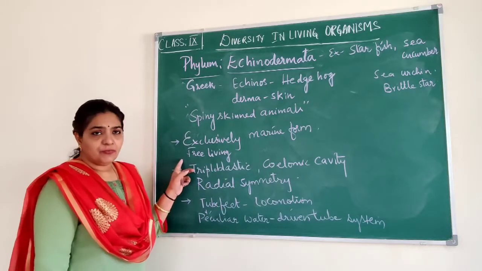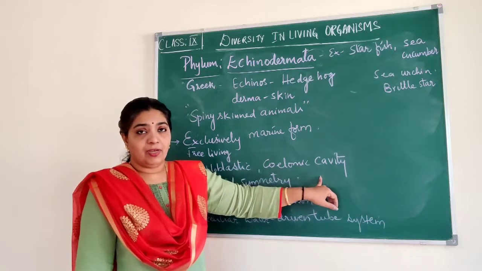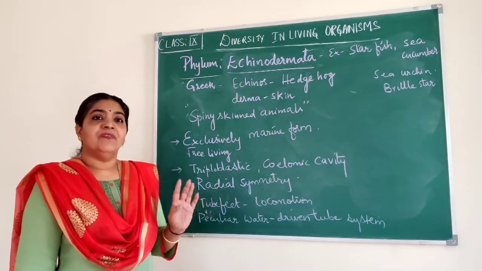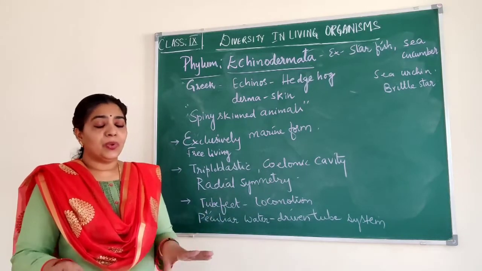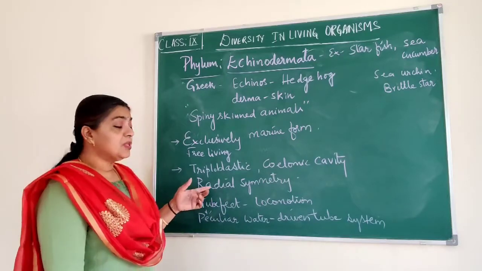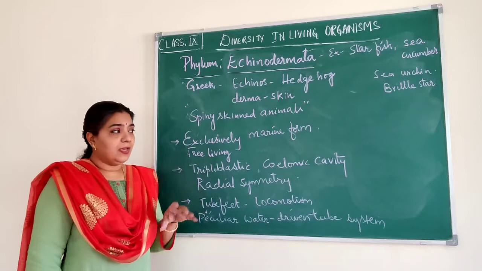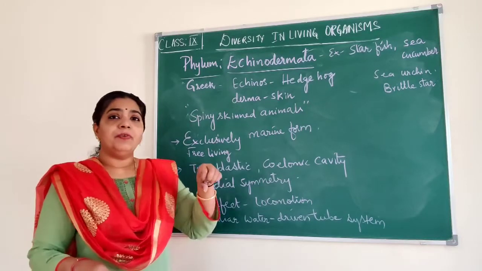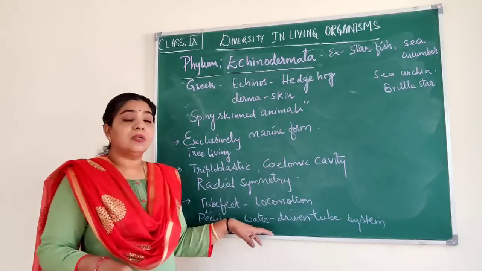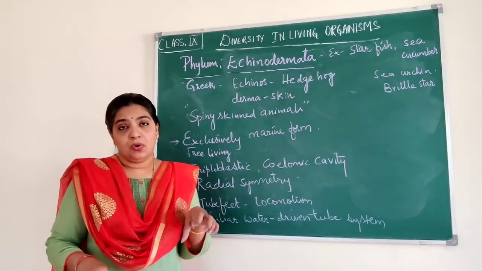They are free living forms, they are triploblastic and they have a coelomic cavity, but they show radial symmetry. When they are young, in the growing period, they show bilateral symmetry. As adults, they show radial symmetry. And they have tube feet. With the help of tube feet, they move. They have this peculiar water driven tube system which helps in locomotion.